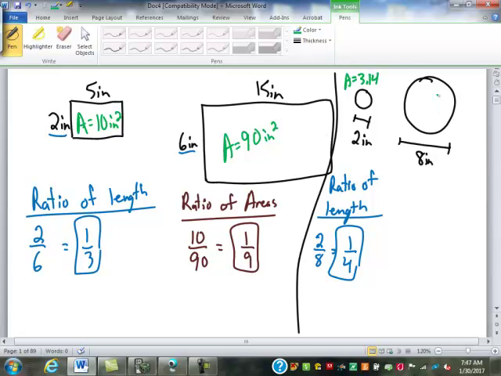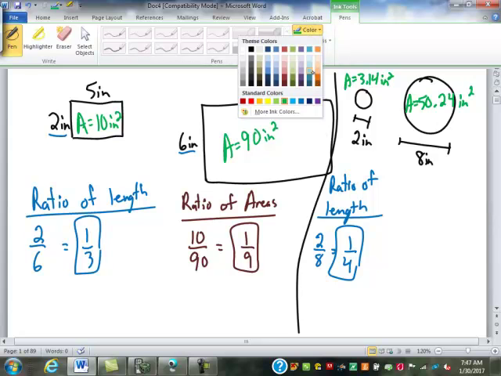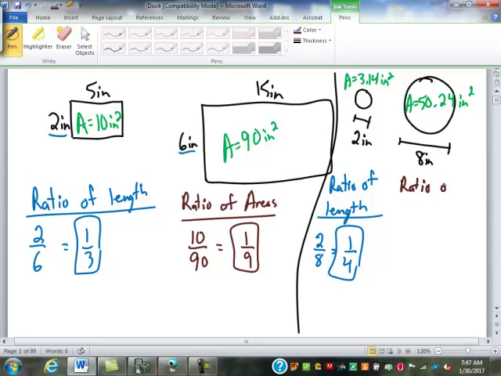So 3.14 inches squared. How about this one? Pi times 4 squared, or pi times 16, which is 50.24 inches squared. 50.26 if you use the pi key. I just use 3.14. The ratio of areas here is 3.14 to 50.24. If I divide both of those by pi, that's a 1 to 16 ratio.